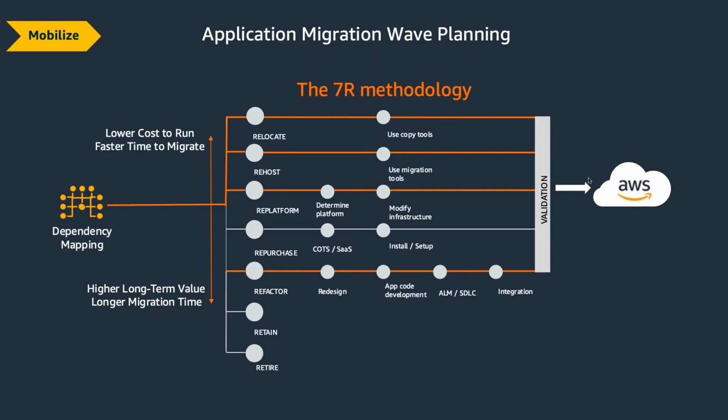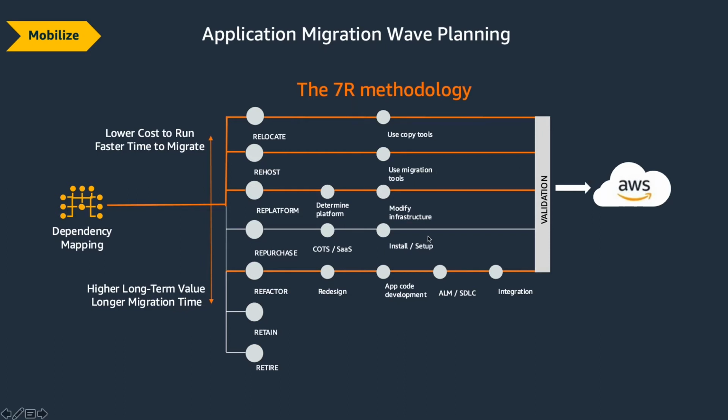Now, there might be some applications which might be a simple lift and shift, which is essentially either a relocate or a rehost, and some applications might need a lot of replatforming and refactoring, which would fall under those other paths. One important thing to remember here is the lower cost to run if you're going to relocate and rehost. It's much faster to migrate, and it's going to cost you much lower. But when you move down the chart, when you look at replatforming and refactoring, it essentially takes a much longer time to migrate, but there's a higher longer term value. So you need to find a balance between what you want to do with your applications.